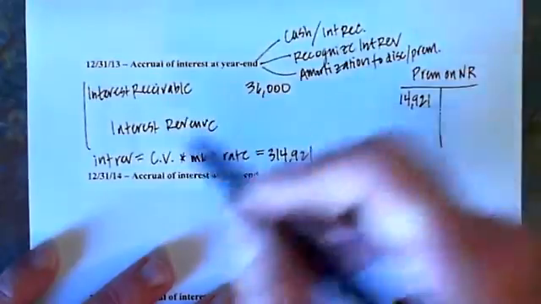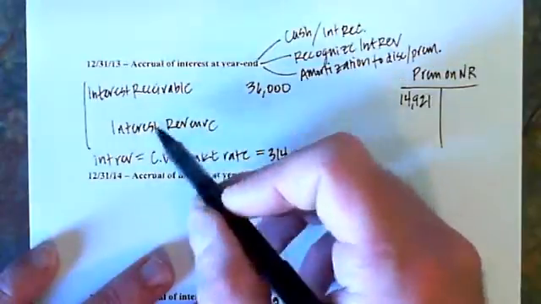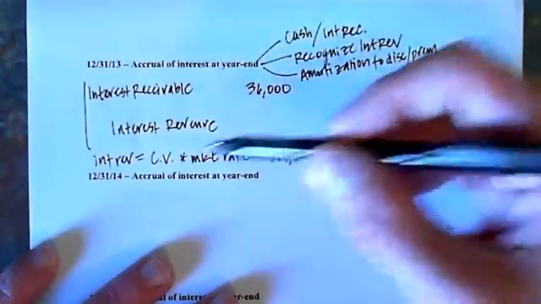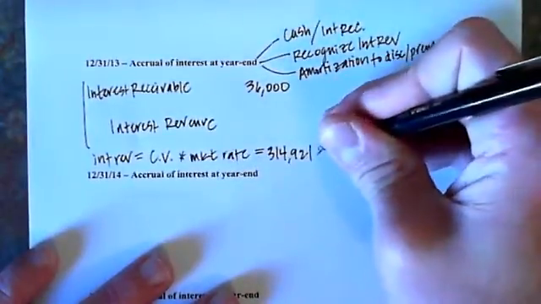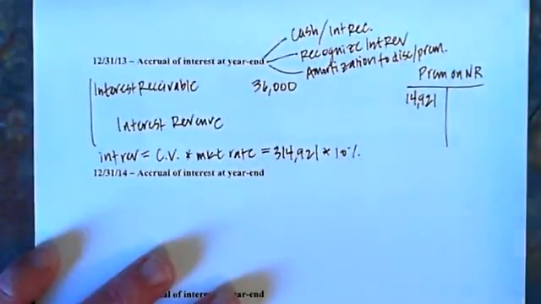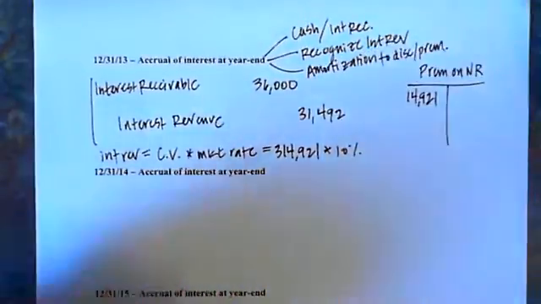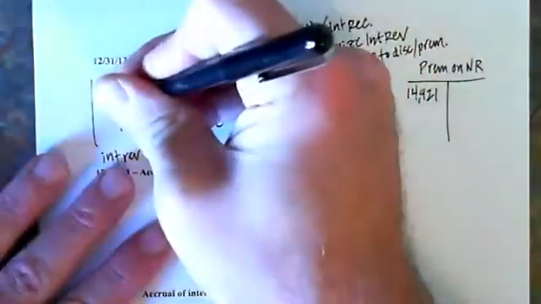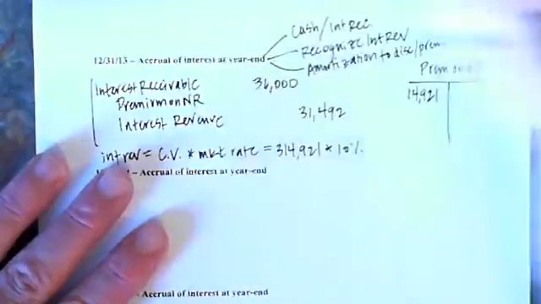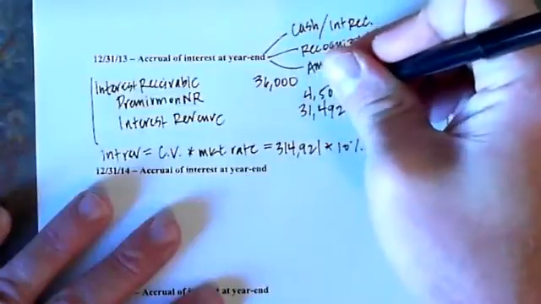But more importantly, you're always worried about the carrying value at the beginning of the year to determine how much interest revenue you should charge for the year. So we want the carrying value at the beginning of the year, which is $314,921. Multiply that by 10%, and then we get $31,492. And then the premium would be the plug, the difference between the two, to make this balance, and we get $4,508.